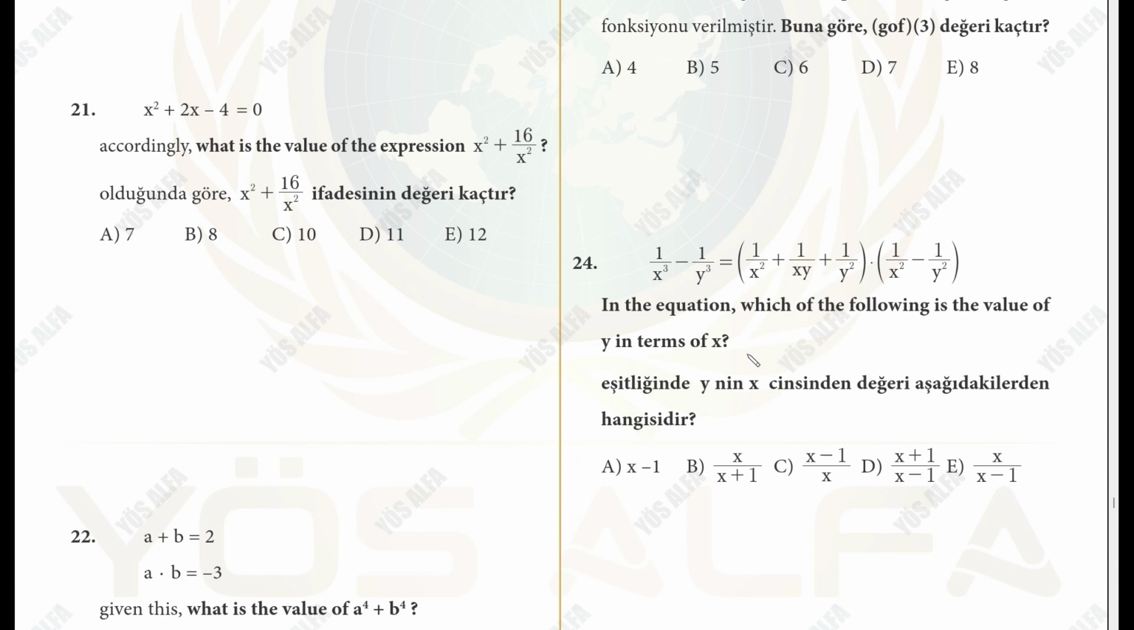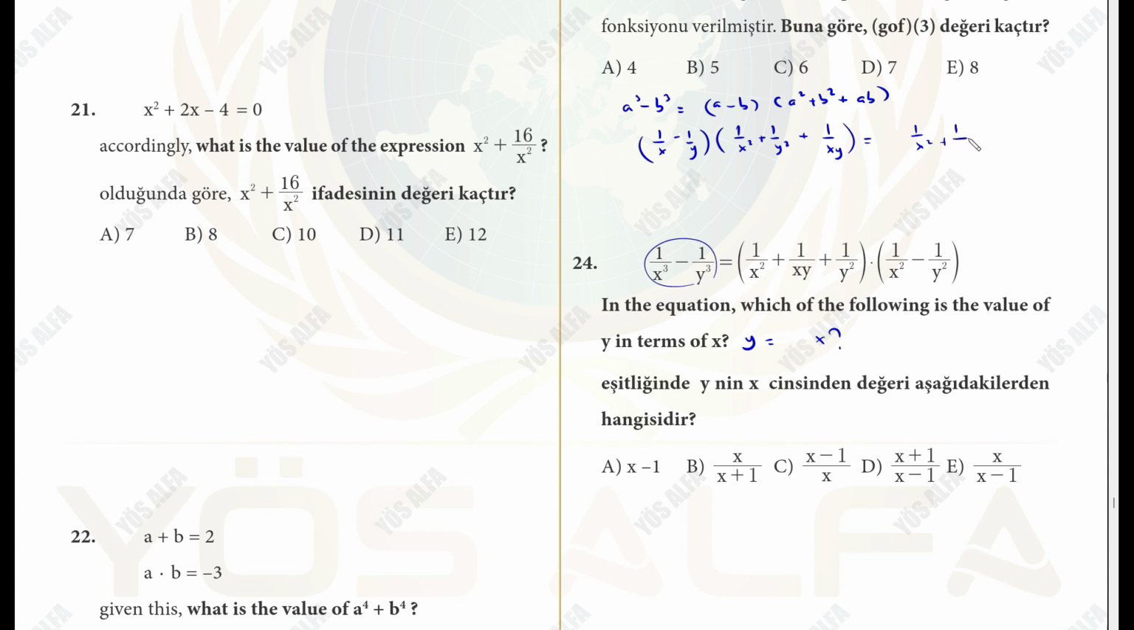Number 24. In the equation above, which of the following is the value of y in terms of x? So we're asked to find y in terms of x. So I'll use the identity a cubed minus b cubed is equal to a minus b times a squared plus b squared plus ab. So here it's the same. 1 over x cubed minus 1 over y cubed. So I can follow this formula. So 1 over x minus 1 over y, 1 over x squared plus 1 over y squared plus 1 over xy.